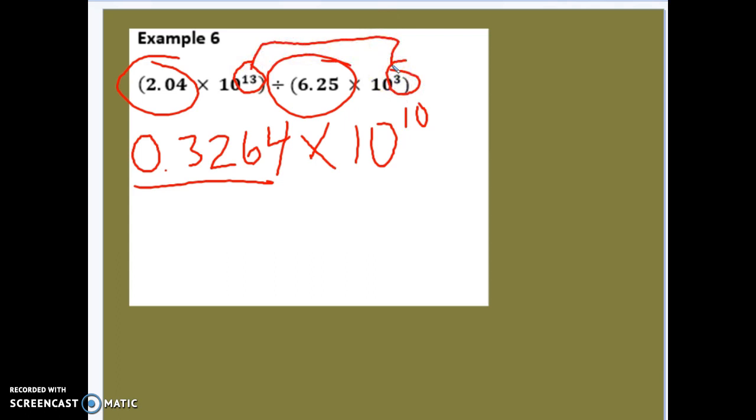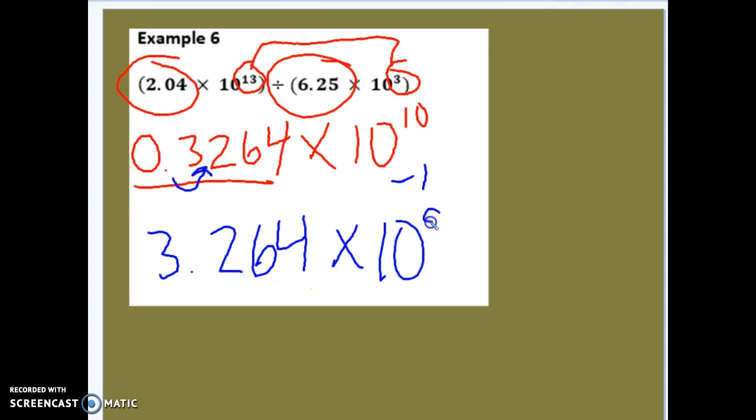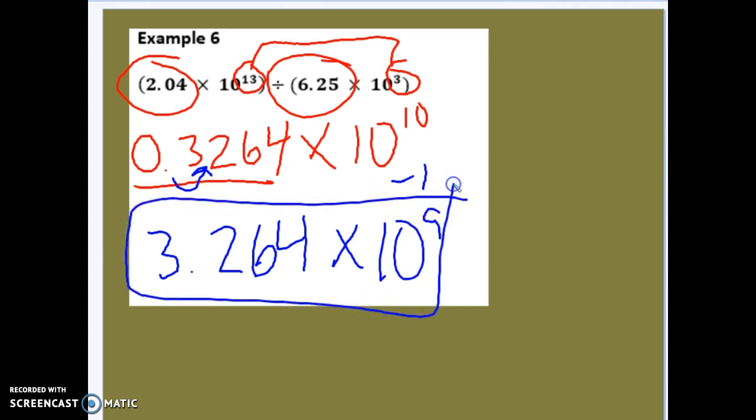So now I need to write it in scientific notation. I need to move it one spot to the left. And if I move it one spot to, I'm sorry, I said left, but it's actually right. Moved it one spot to the right, so I subtract 1. So I have 3.264 times 10 to the 9th as my final answer.